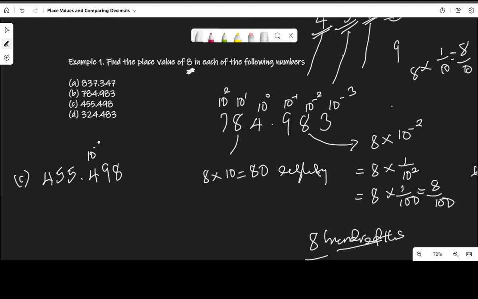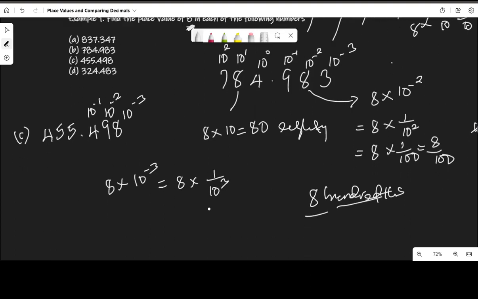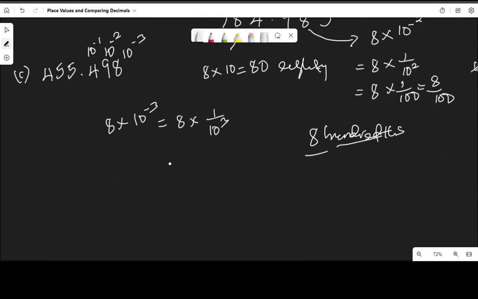This is 10 to the power negative 1, 10 to the power negative 2, and 10 to the power negative 3. And 10 to the power negative 3, that means I have 8 multiplied by that, which is 8 multiplied by 1 over 10 to the power 3. 10 to the power 3 is 10 times 10 times 10, which is 1000. So I have 8 over 1000.